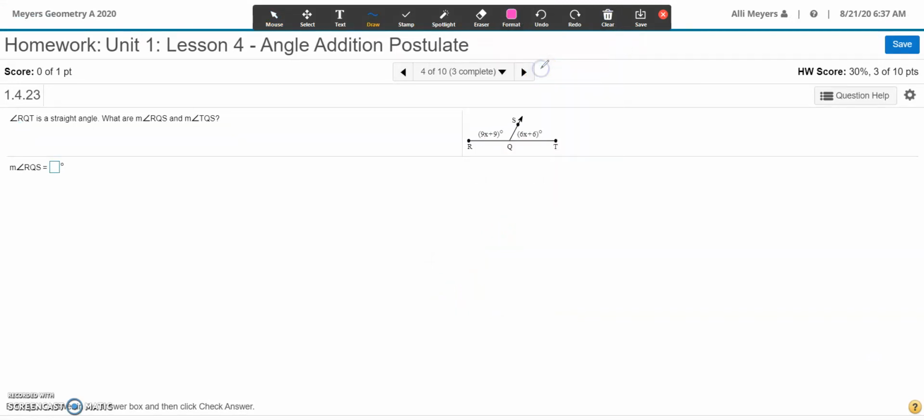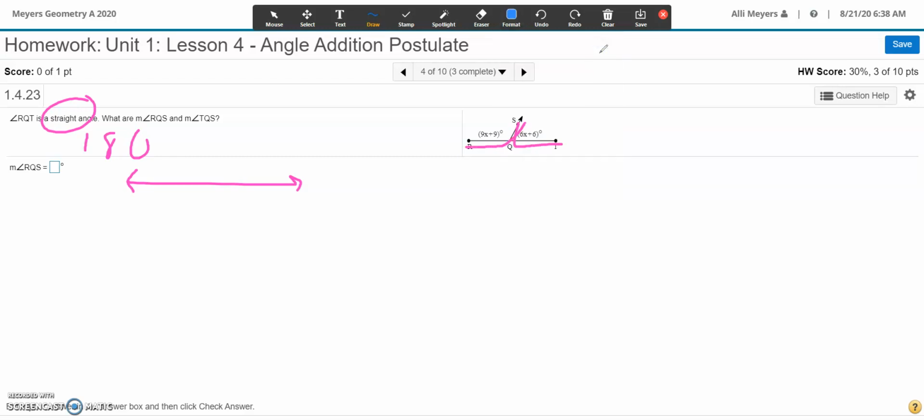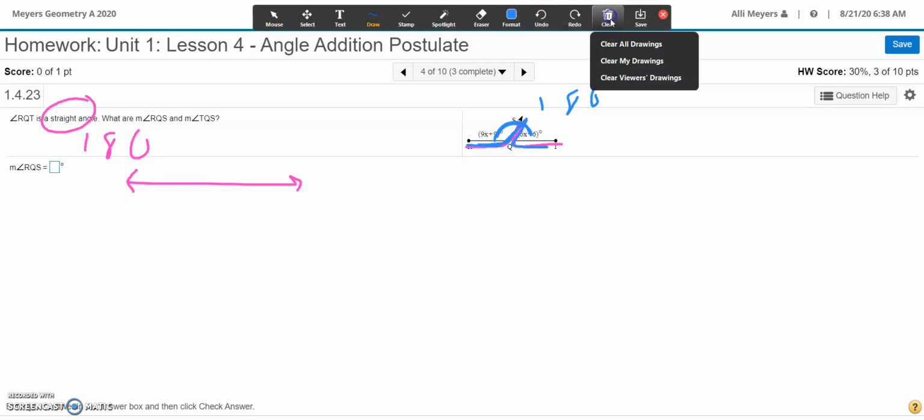Okay, next one. RQT is a straight angle. That means it's 180 degrees. It's just a line, that's all that means. They want to know what's the measure, so how many degrees is RQS? How many degrees is TQS? That's just the 2 parts. Now the angle addition postulate says if you add 2 angles together, it should equal the whole thing. The whole thing we already talked about is a line, which is 180. So if I add this part plus this part, the 2 parts together, it should equal a line. Let me clear this out.